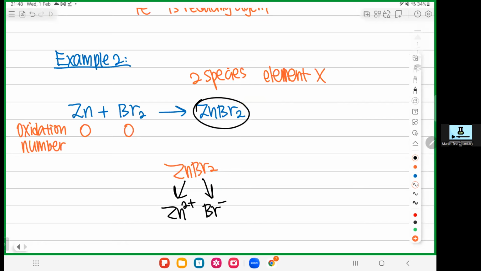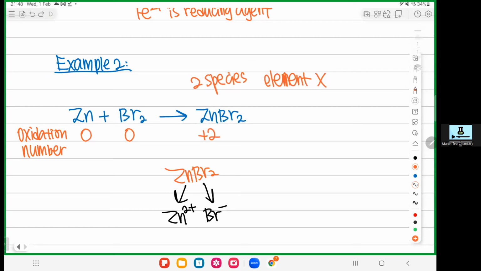So zinc bromide is made by zinc, Zn2+, and bromide, Br minus. So when you know the charge of zinc, can we go for the oxidation number? Yes, the charge and oxidation number are the same, +2, not 2 plus. For oxidation number, the charge comes ahead of the number. What about the bromide? We know it is Br minus. So Br minus, oxidation number, copy back the charge, -1.